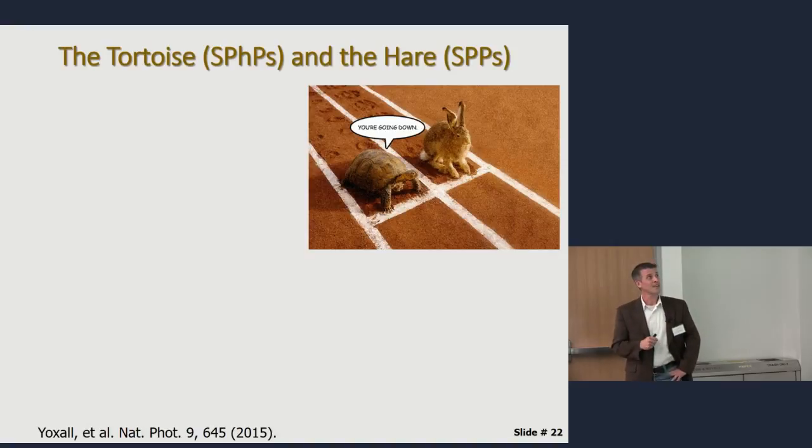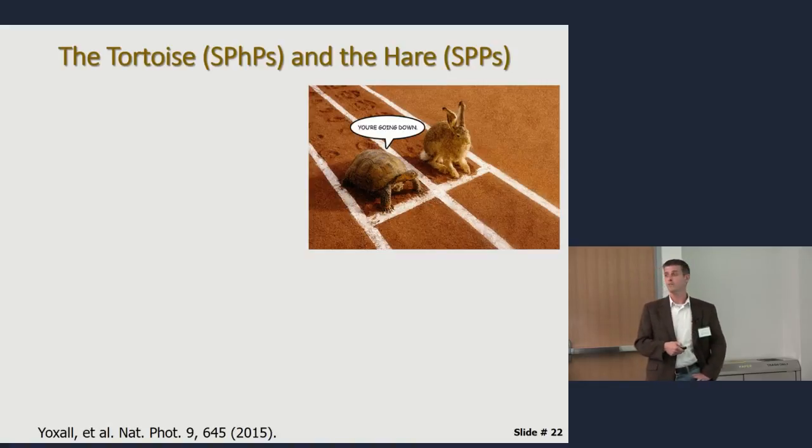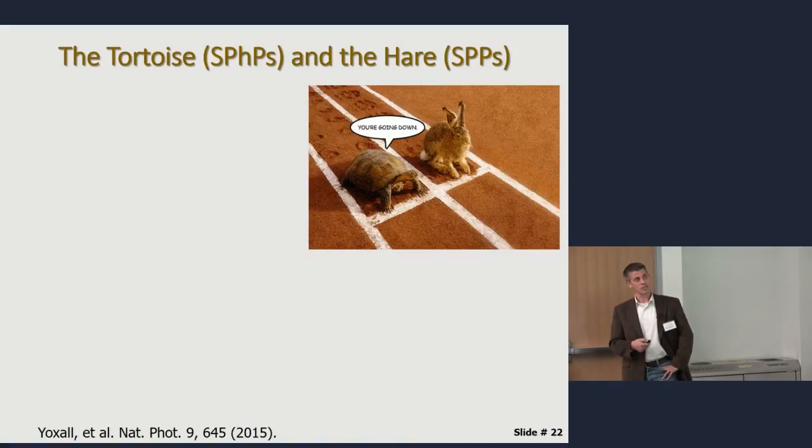So I told you there's this one problem. I have my plasmon on here, which moves really, really fast, but dies out pretty quick. I have this phonon polariton, which lives a long time, but moves really slow, right? So how can we overcome this?